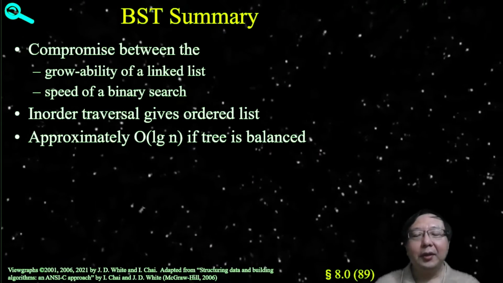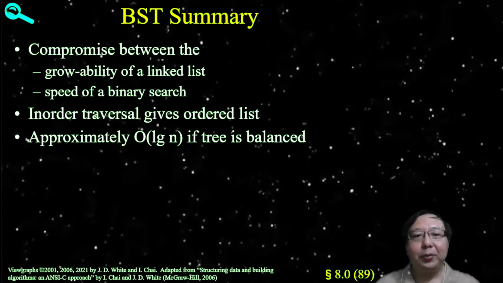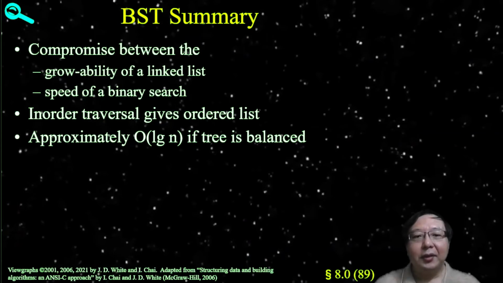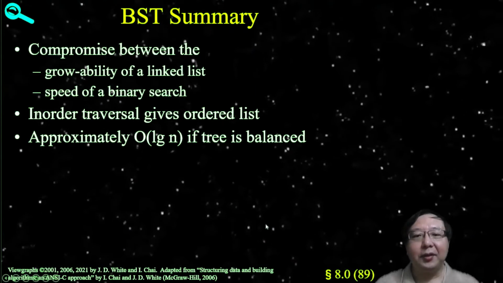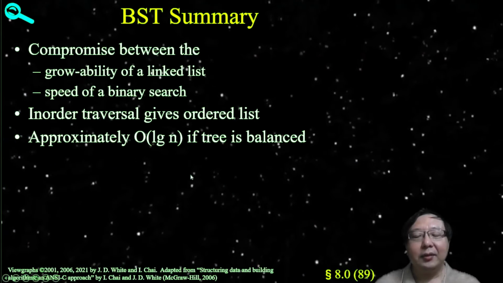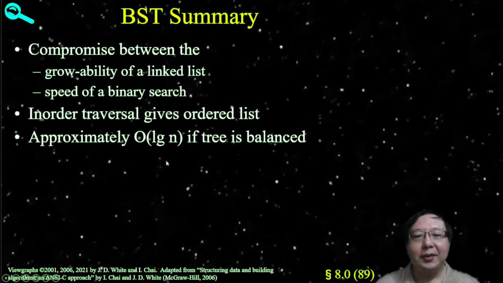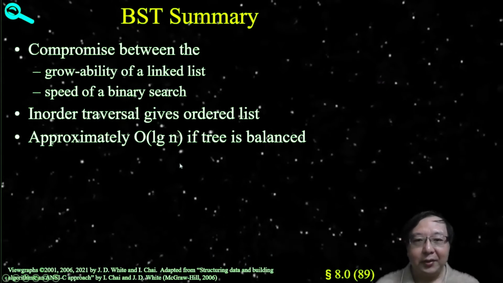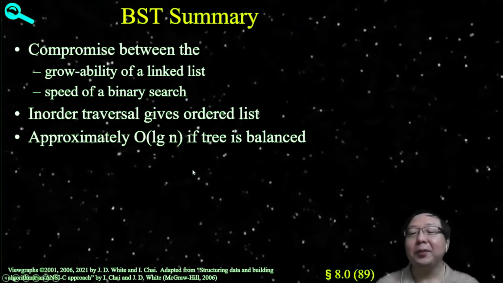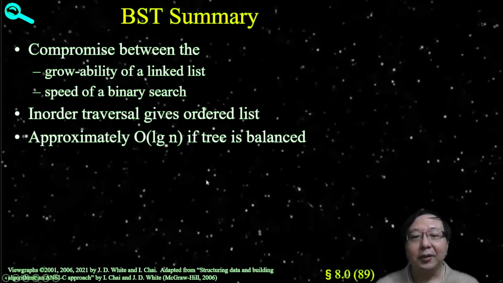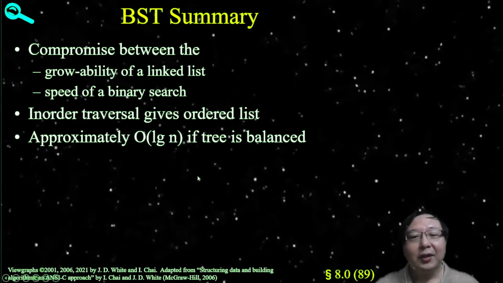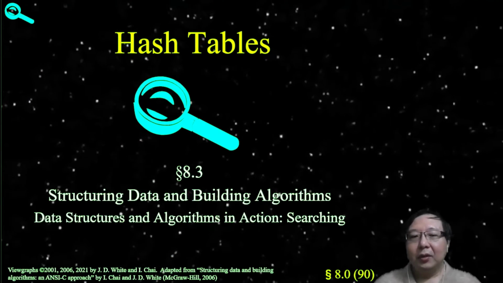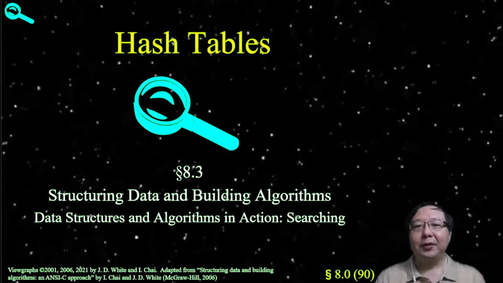So in summary, a binary search tree is a compromise between the growability of a linked list and the speed of a binary search. And in-order traversal actually gives us an ordered list. How long it takes is proportional to the log of the number of things in the tree if the tree is balanced. If it's not balanced, it degenerates into proportional to the number of things, so it becomes a sequential search. Okay, so that was binary search.